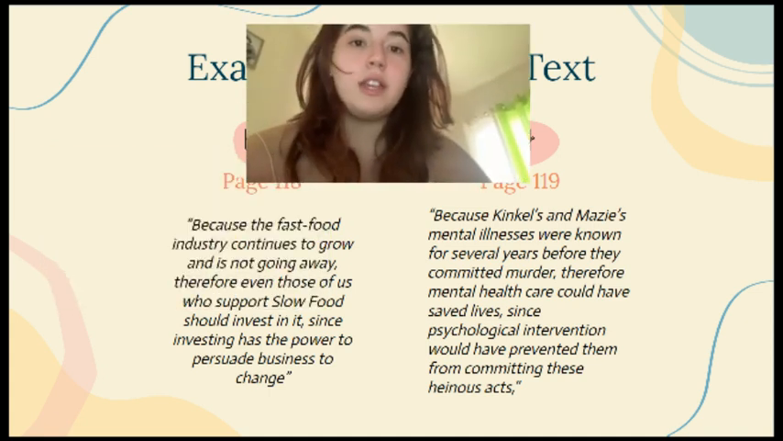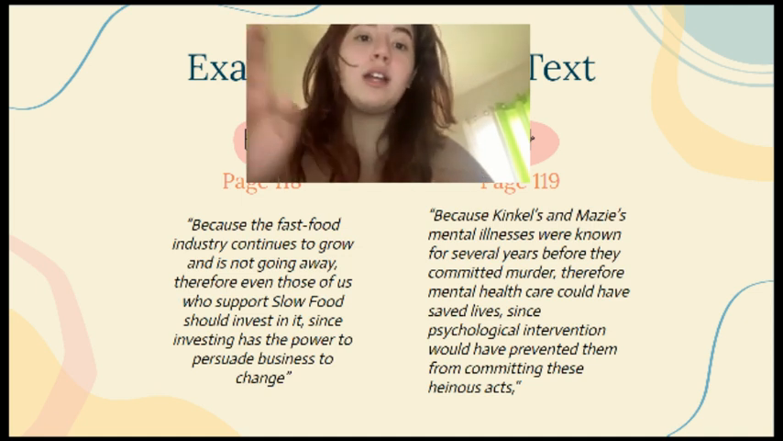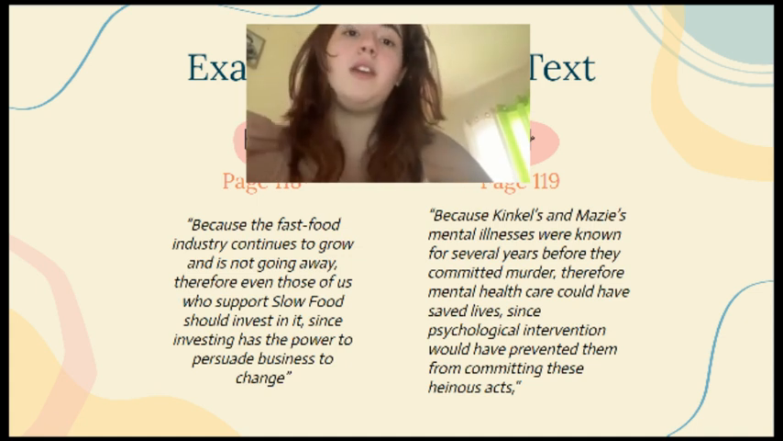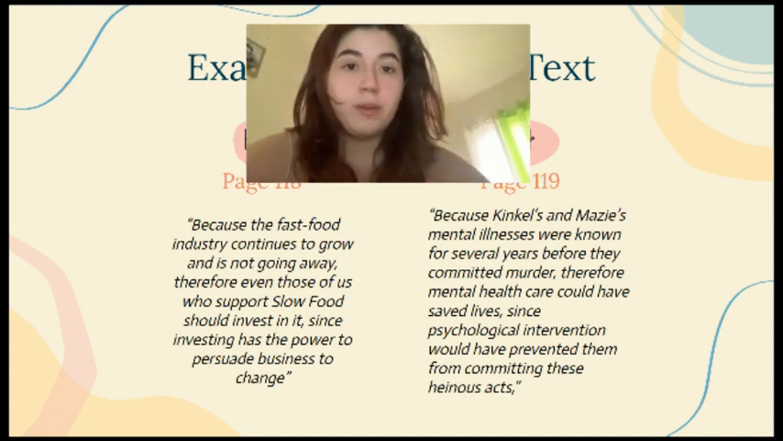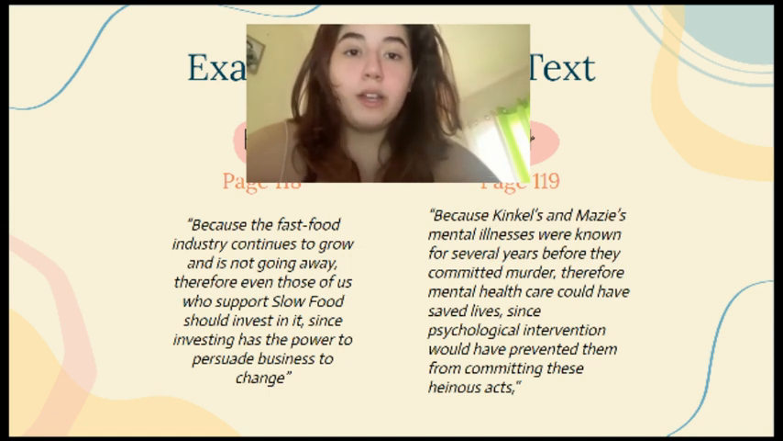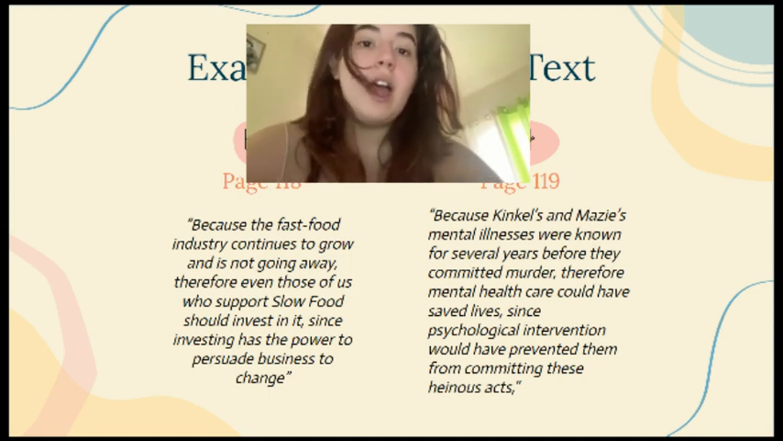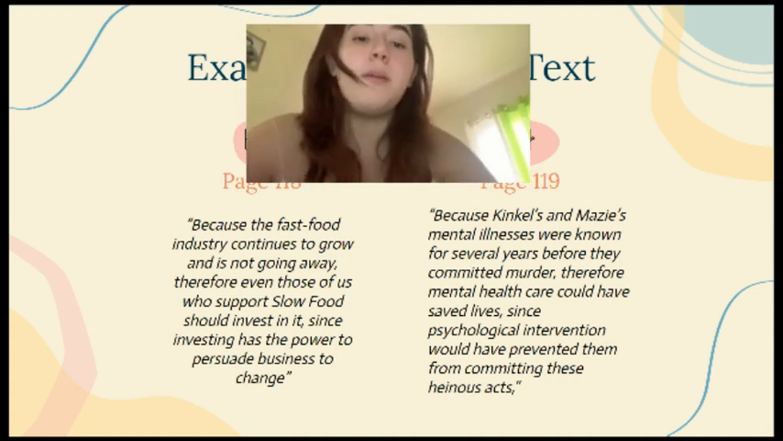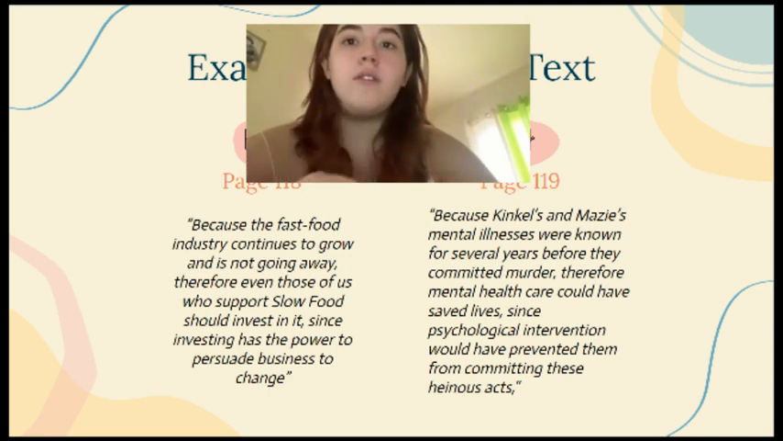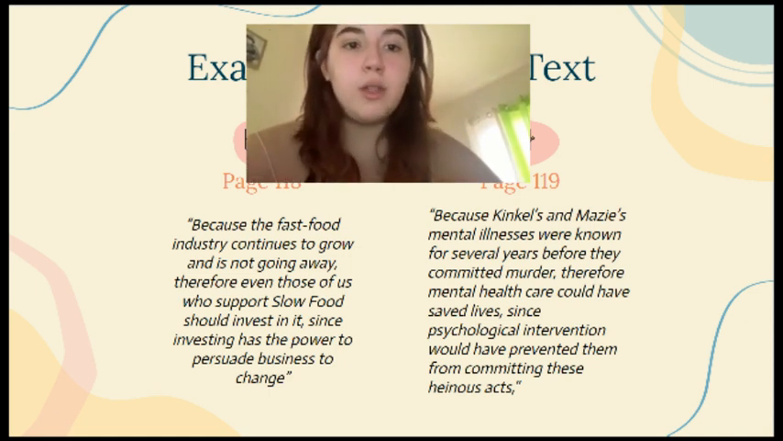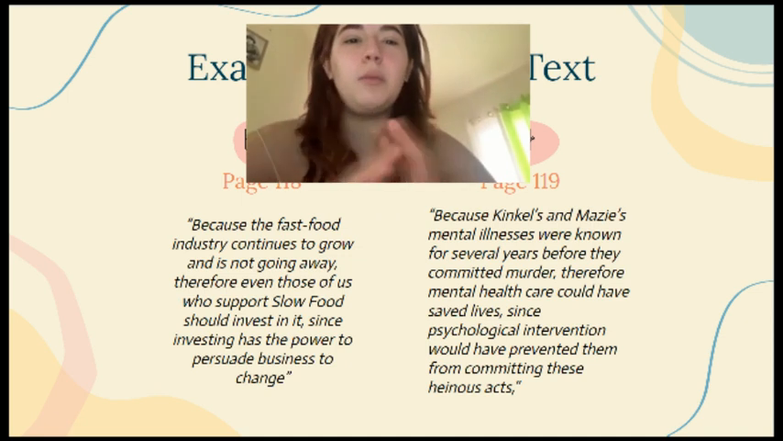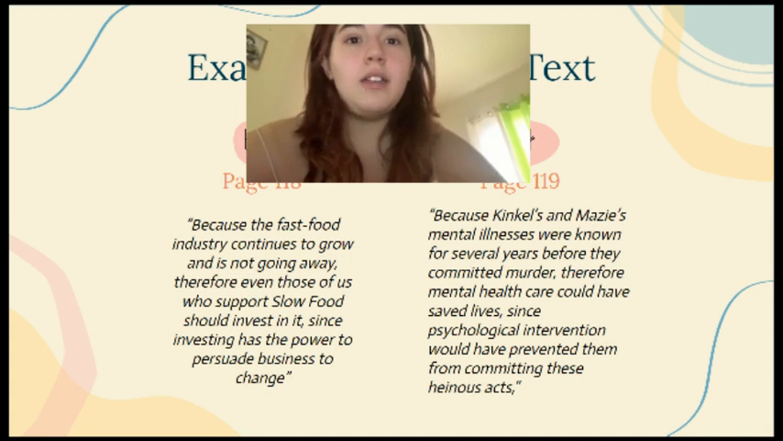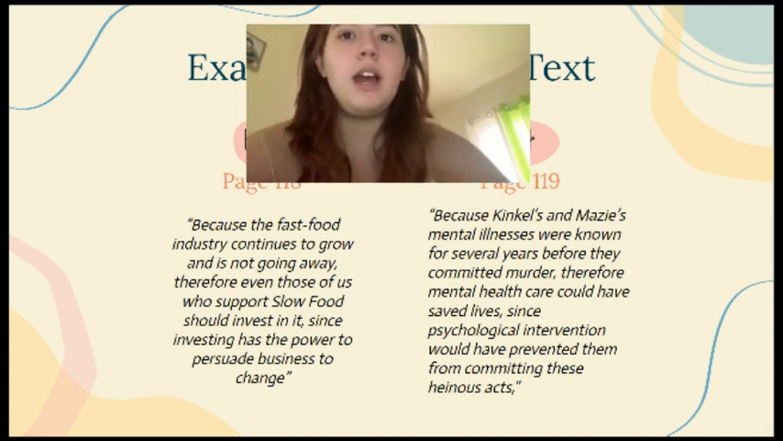To connect the claim and the grounds, they say "therefore," and then to connect the grounds and the warrant, they say "since." So the claim in this would be, Kinkle and Maisie's mental illnesses were known for several years before they committed murder. The grounds would be, mental health care could have saved lives, and the warrant would be, psychological intervention would have prevented them from committing these heinous acts. And it kind of just shows how Toulmin can build an argument together, building off each point and adding more evidence and explaining why you should agree with the claim in the beginning. And yeah, those are just some examples of the text that display how Toulmin is used.